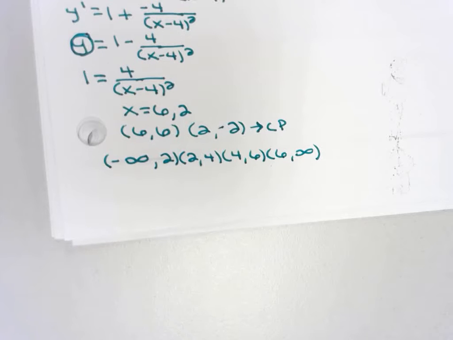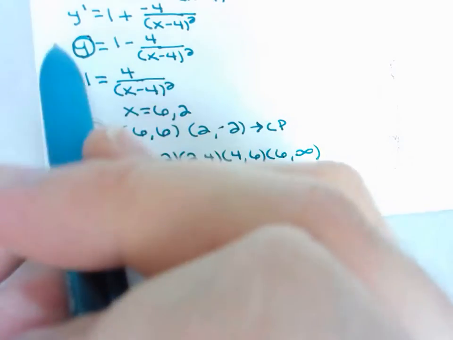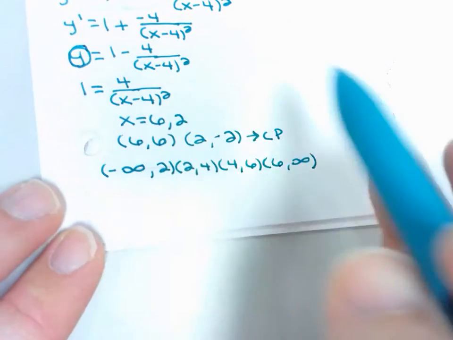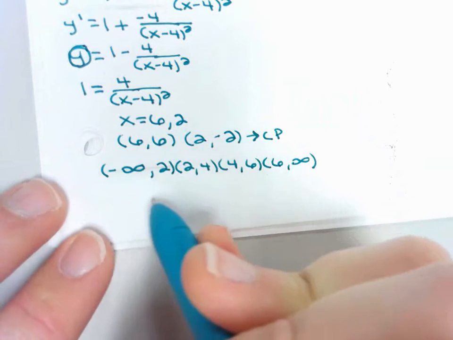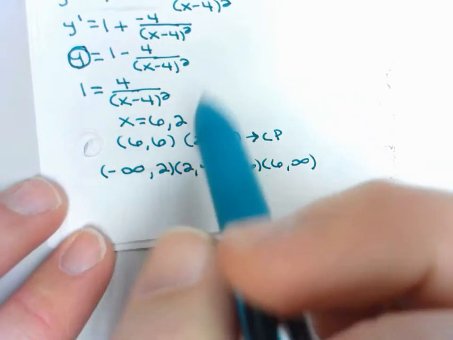Now let's plug it into the first derivative. I would use this one, the simplified one. So if I plug in a 0 for the first one, do I get back a positive or a negative?